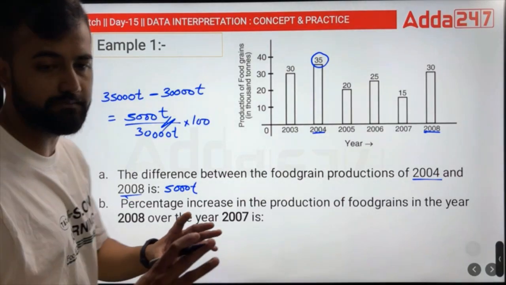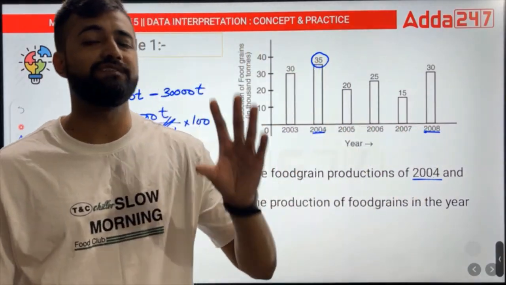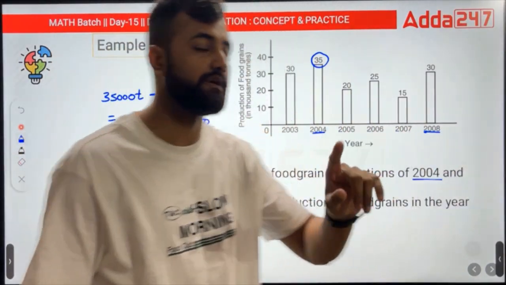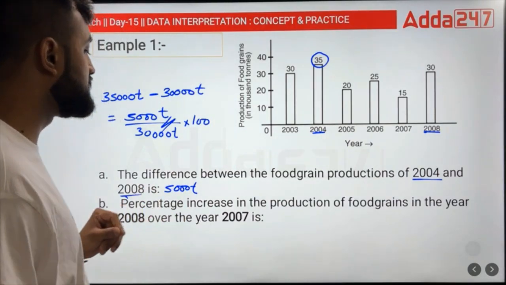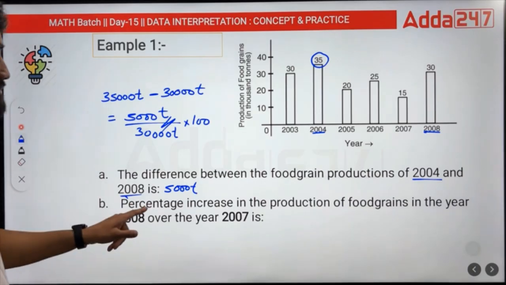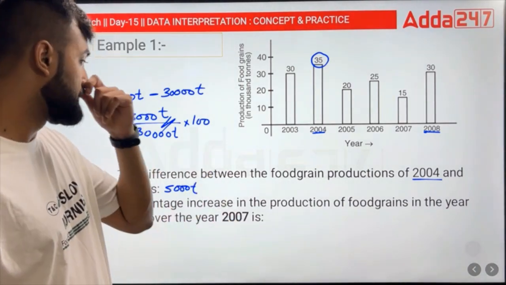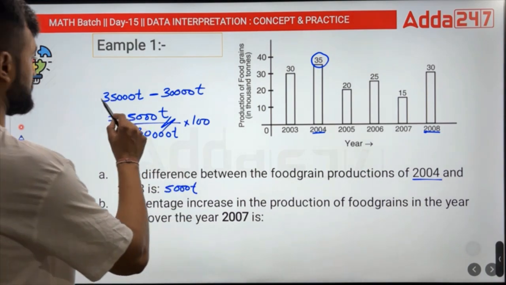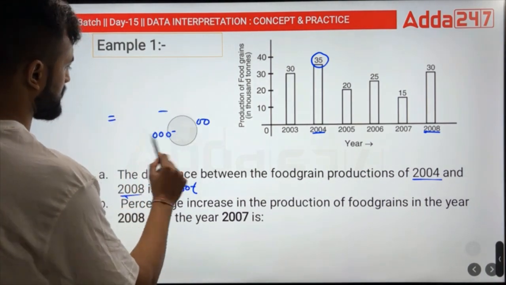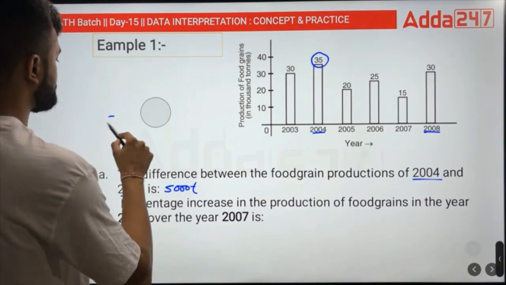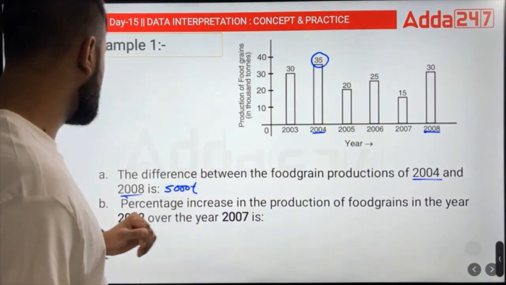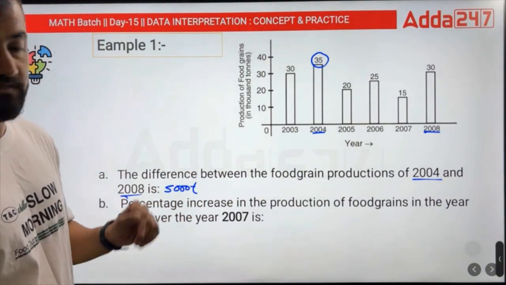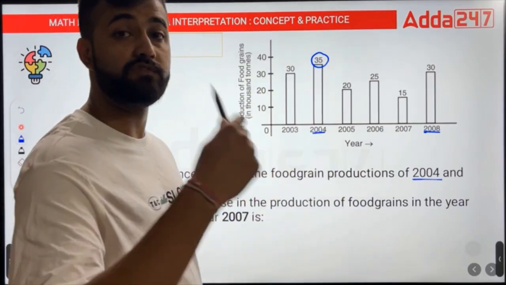But here they are not asking the percentage. I'm just showing you. If they would have asked you the percentage, then you would have done it like this. Yeah. Next. Percentage increase in production. Now see, they are asking percentage. This is what I was talking about. Okay, percentage increase in the production of food grain in the year 2008 over 2007. So from 2007 you have to see 2008.